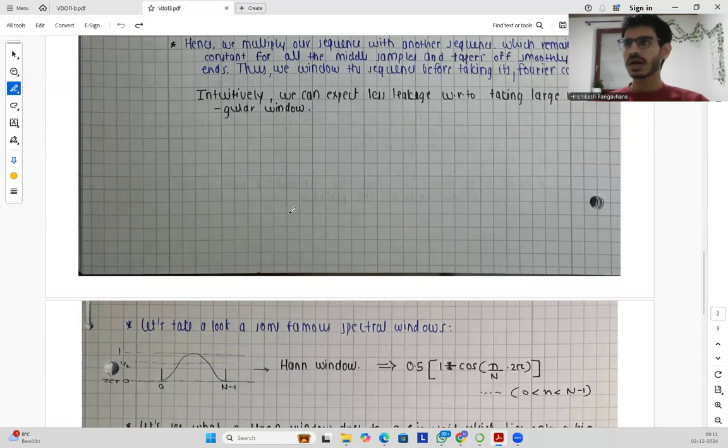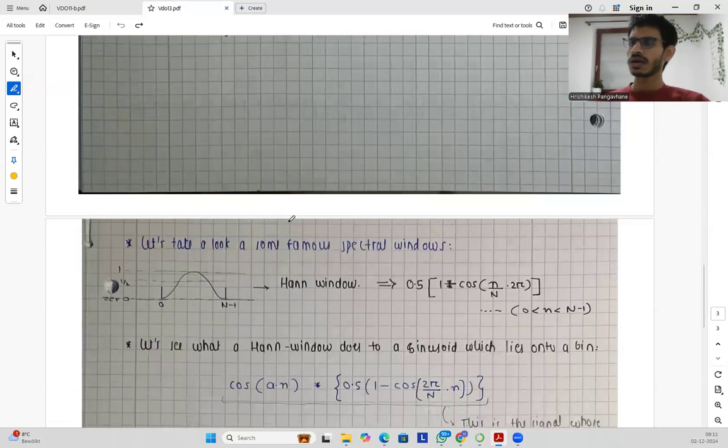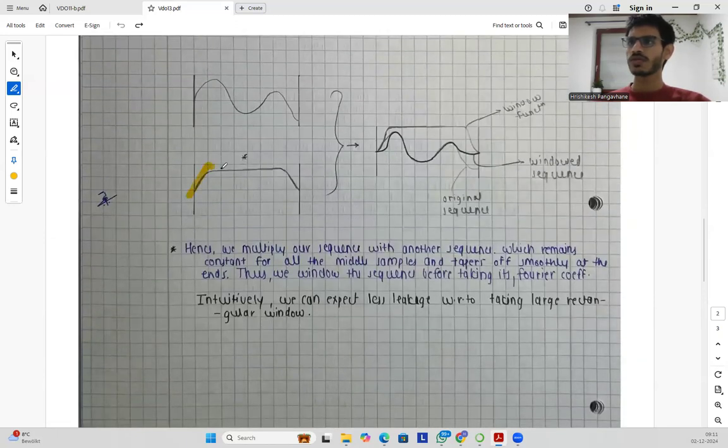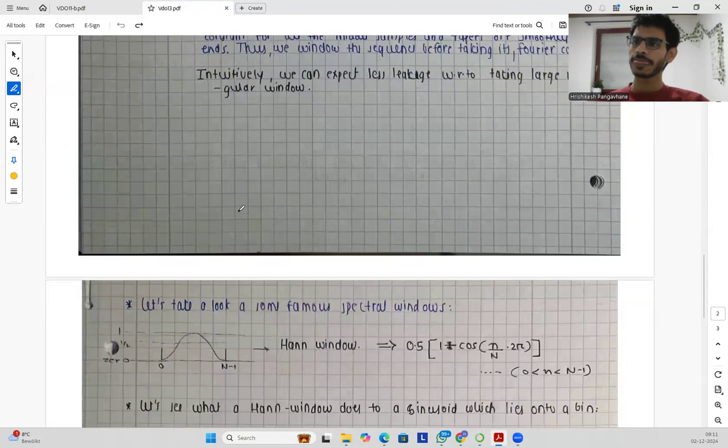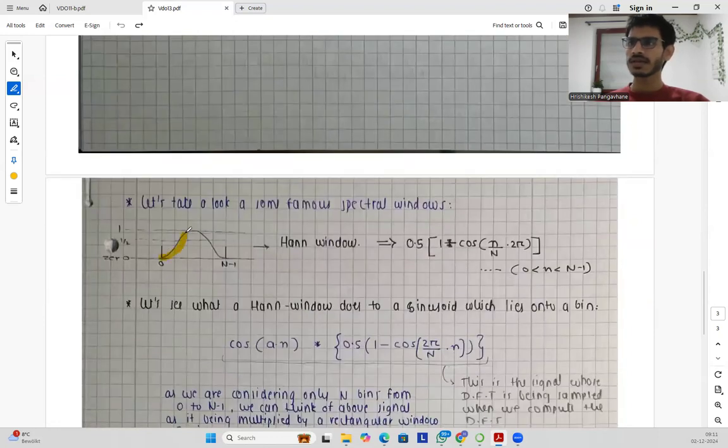Let's take a look at some famous spectral windows. Basically this is what we want. We have to weight the data which is of interest, and we will taper off all the data which is causing the impulse. So let's say we want something like this. Over here it goes from 0, weights the data, and again goes to 0 at the ends. So at the ends of the period, it is at 0.